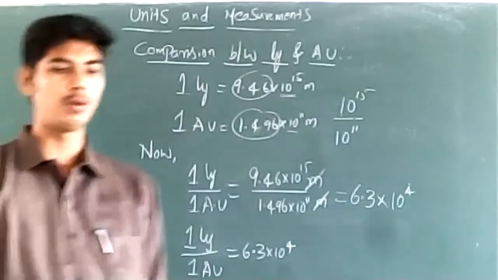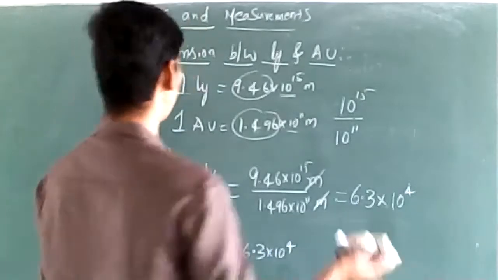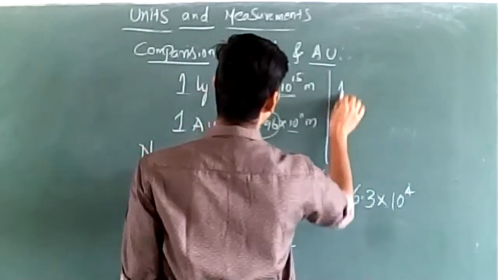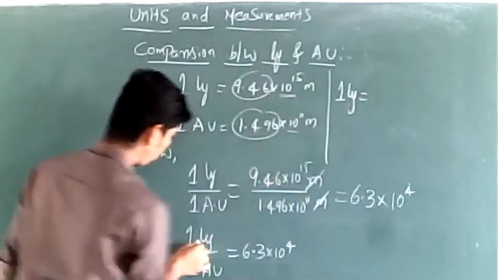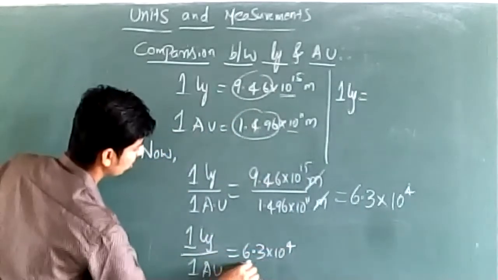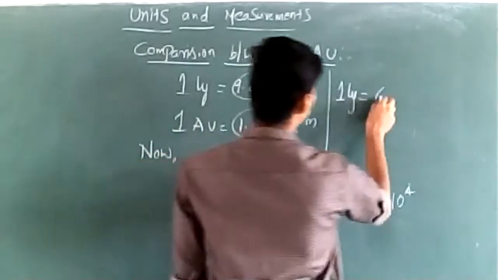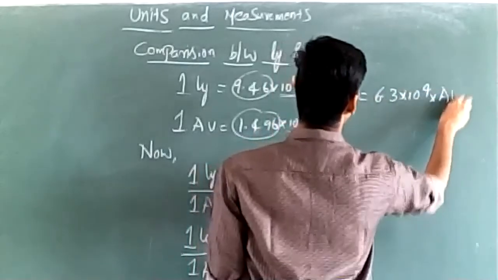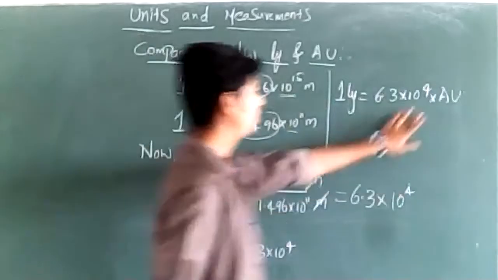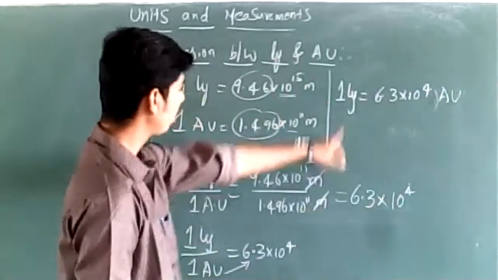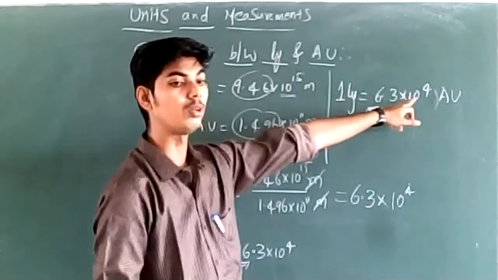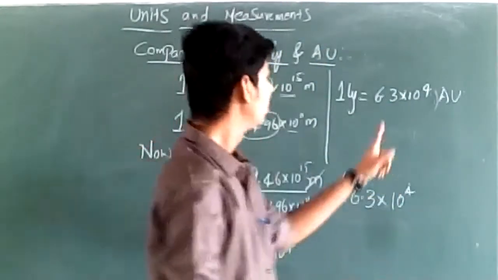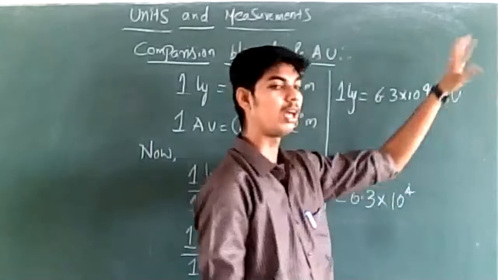1 light year divided by 1 astronomical unit is equal to 6.3 into 10 to the power of 4. So I can write, cross multiply, 1 light year is equal to 6.3 into 10 to the power of 4 times astronomical unit.